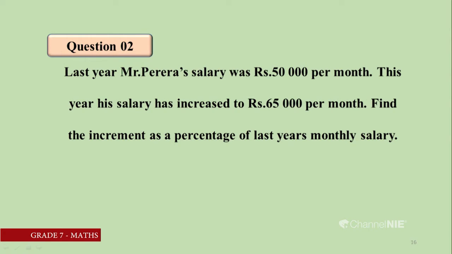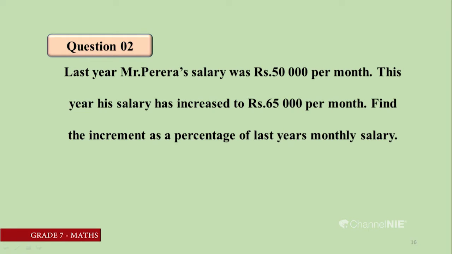50,000 rupees per month. First number. Remember it. That is your first number. Sometimes the first number will go into the denominator. First number, per month. This year his salary has increased to 65,000 rupees per month.